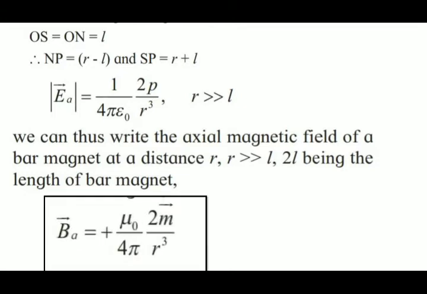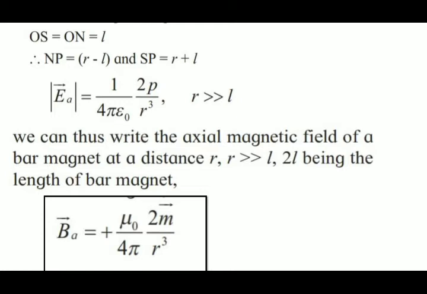So we can say that B axis itself is equal to positive of mu naught upon 4 pi. As I had explained just now, 1 upon 4 pi epsilon naught is a constant in the electric field. So instead of that, we will have mu naught upon 4 pi. Now 2 is the digit, so it will remain the same. P is nothing but the electric dipole moment, so it will be replaced by m, the magnetic dipole moment. And r is the distance, it will remain the same because r is the constant term that we have considered.